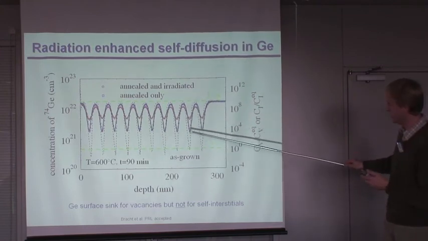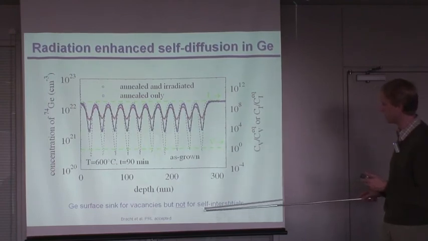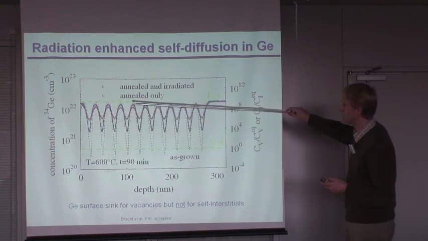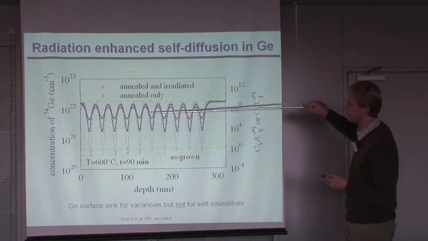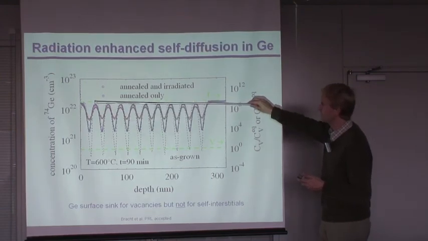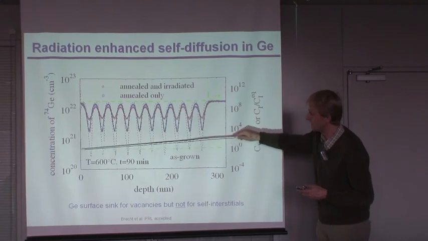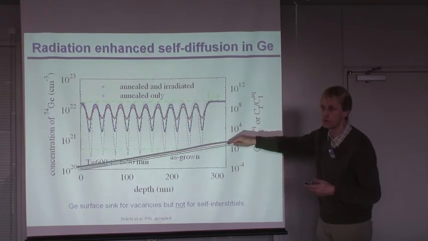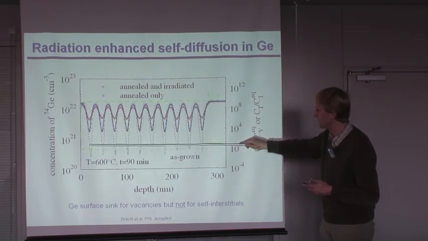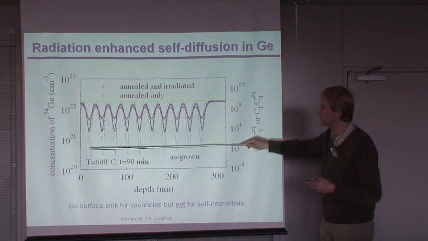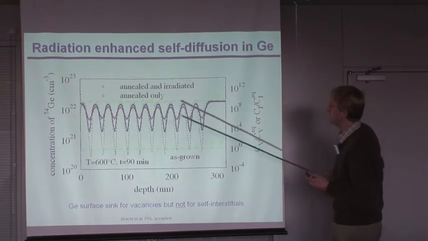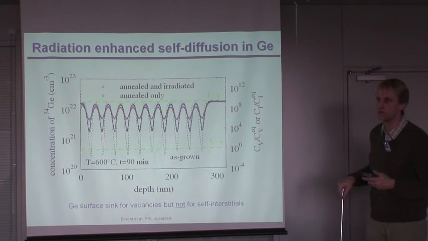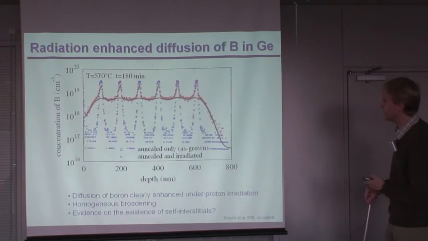So based on this assumption, if the surface is not a sink for the self-interstitials, you produce them all the time during irradiation in the material. The concentration goes up. For the vacancies, the surface acts as a sink. They are annihilated not only by the self-interstitials but also at the surface. So you end up in steady state with a vacancy concentration very close to thermal equilibrium and an interstitial concentration 9 orders of magnitude higher, almost 10 orders of magnitude higher than the thermal equilibrium concentration. But of course we have to prove this.